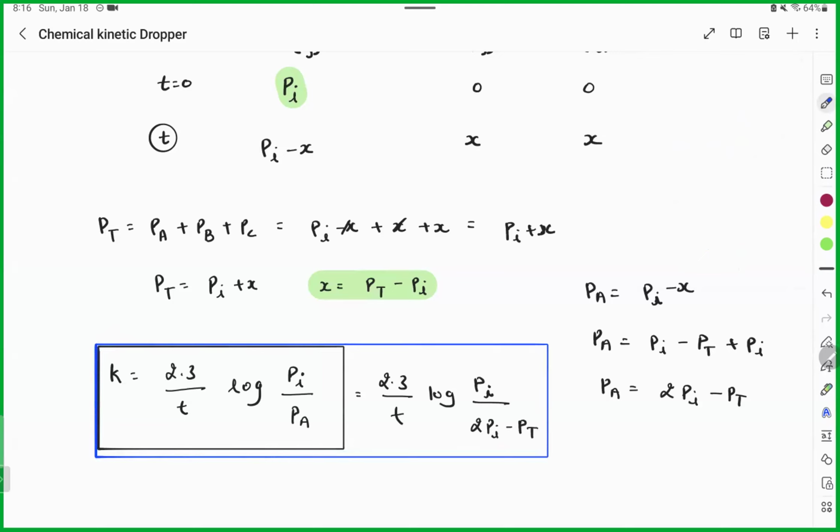Understood? Done. So though the number of questions asked from this is very few, the method is the same. Initial by final value. Like there you have R naught as the initial value and R as the final value. Almost the same thing. We just don't want to use X. That's why we convert into total pressure and initial pressure. You need the value in the form of total pressure and initial pressure. That's why all this stuff.